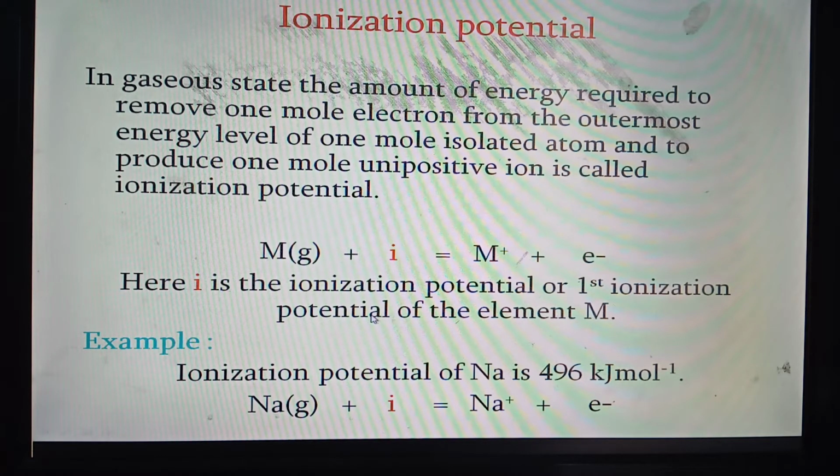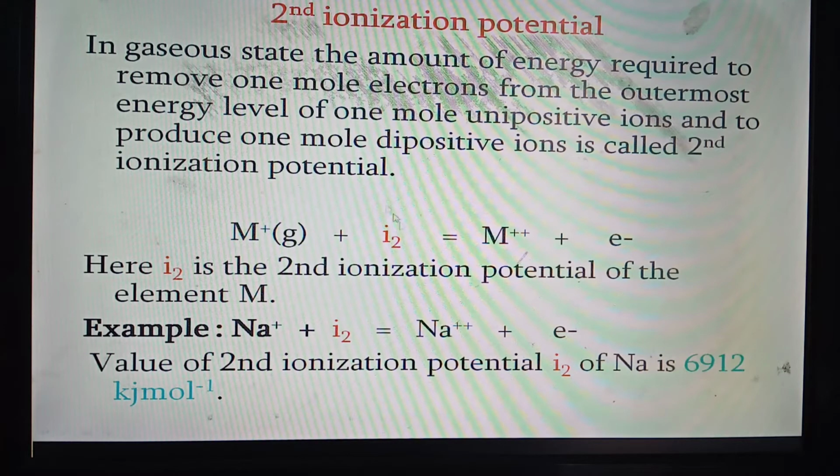Let us have an example. When sodium loses one electron, it produces Na plus, that is unipositive sodium ion. 496 kilojoule energy is needed to produce 1 mole sodium ion from 1 mole sodium atom in gaseous state. So the ionization potential, that is the first ionization potential of sodium, is 496 kilojoule per mole.